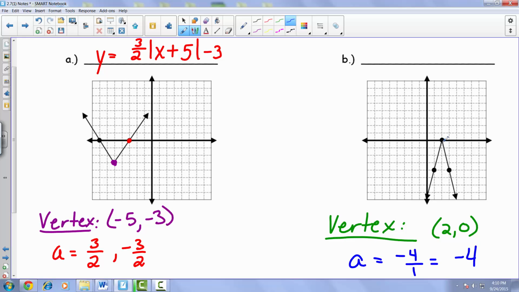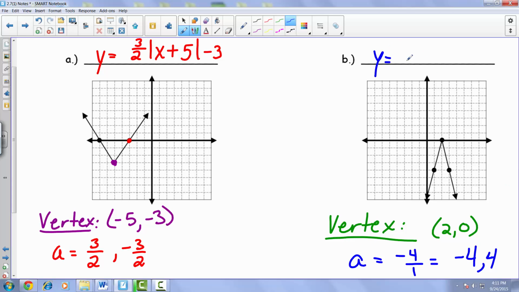So again, we can see it going down 4 over 1, so that slope is negative 4, but we also have the positive 4 as our slope as we're approaching the vertex on the other side. So really our slopes are negative 4 and positive 4. Now we have the necessary information we need to construct our equation.